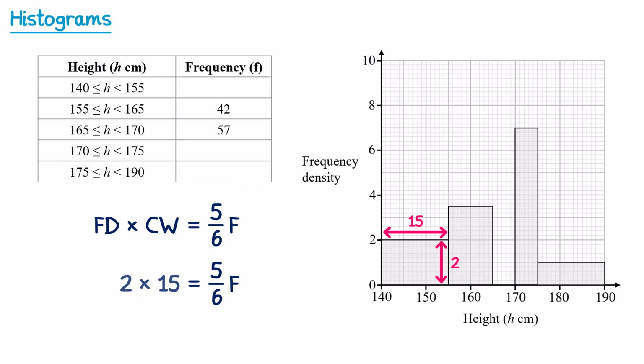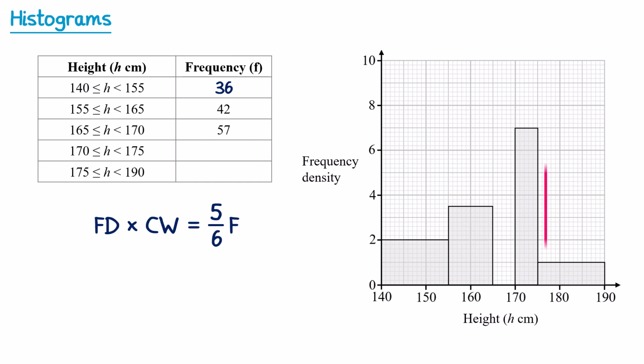2 times 15 is 30, so we have 30 equals 5/6 of f, and if you multiply both sides of this equation by 6 and then divide both sides by 5, you'll find that f must be equal to 36. So the frequency of this bar is not 30, but 36. Let's try this for the next bar.